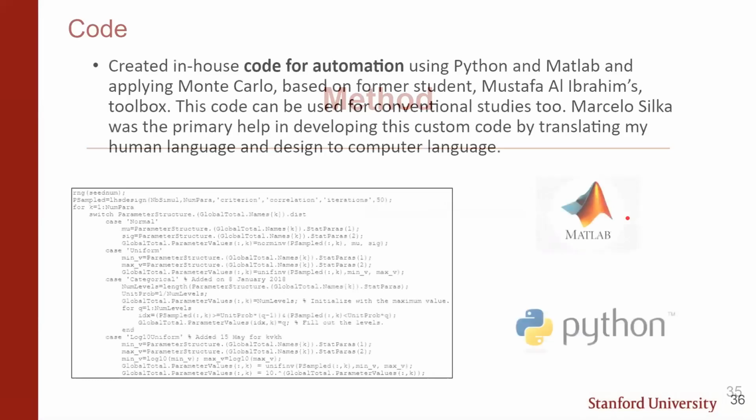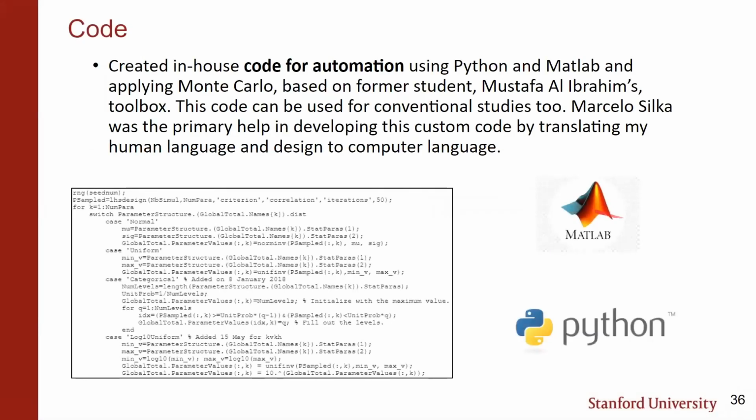We'll briefly cover the method that was used. We created an in-house code for automation using Python and MATLAB, and we applied Monte Carlo. This is based from a former student, Mustafa Al-Ibrahim's toolbox, and this code can be used for conventional studies as well. Marcelo was the primary help in developing this custom code by translating my human language and design to kind of computer language.